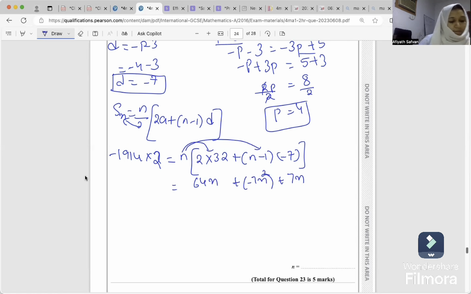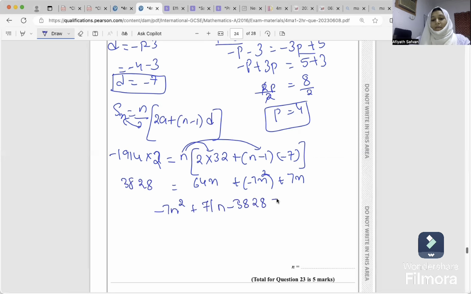914 times 2, which is 3828. Okay. Now I just have to collect, I have to make a quadratic equation basically. So minus 7n squared. So I can add 64 with the 7, which is going to be 71. So plus 71n, and I will bring this to the right side as minus 308.28, is equal to 0.